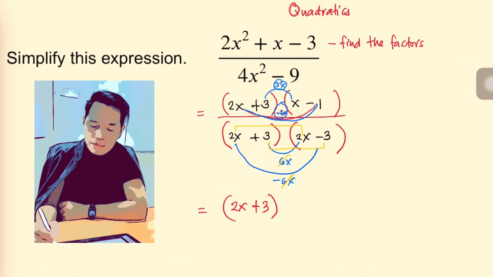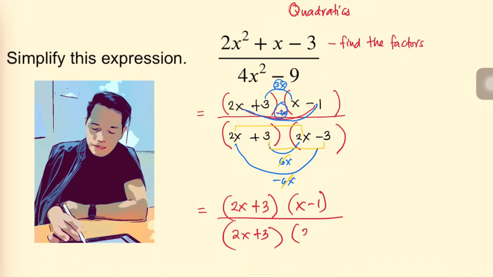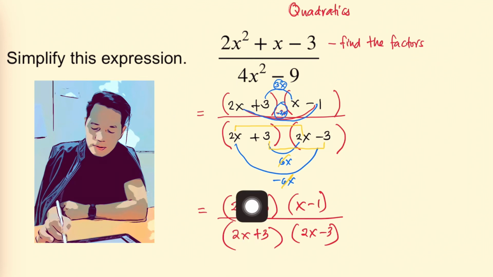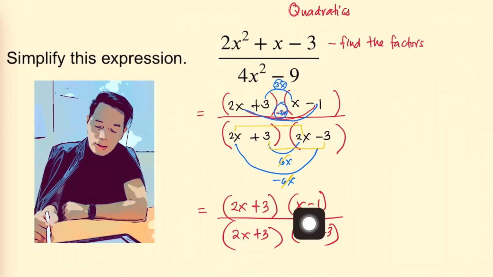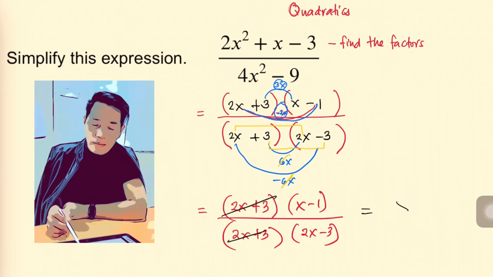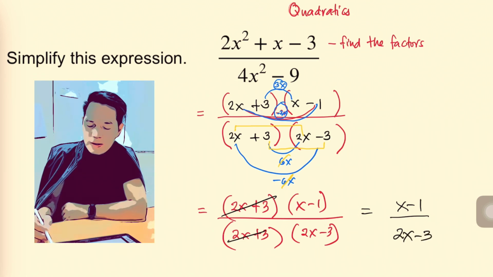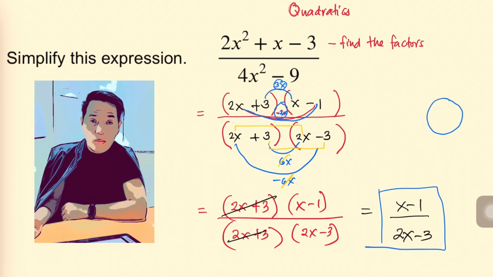So here we go now, let's rewrite the following factors. You have 2x plus 3 times x minus 1 over 2x plus 3 and then 2x minus 3. So let's check now. Look at the given expressions. We now have a common factor between the numerator and the denominator. Then we can cancel this, and here we go. Our final answer is x minus 1 over 2x minus 3. There is no common factor there, and that will be our final answer.